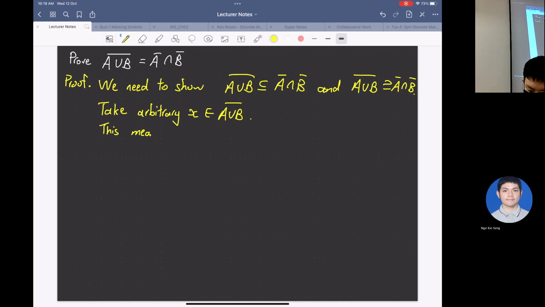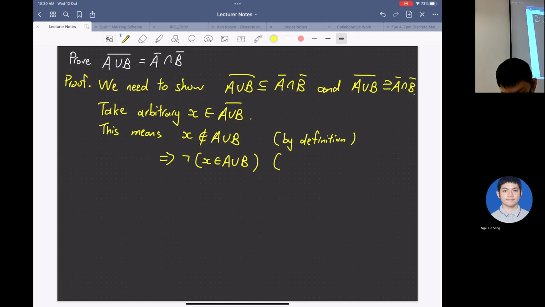this means that x is not in A union B, right? Because it's in the complement of A union B, so it's not in A union B. If it's not in A union B, this implies what? It is not the case that x is in A union B. Okay. This one is just by definition. And then this one is just translating to propositional logic.